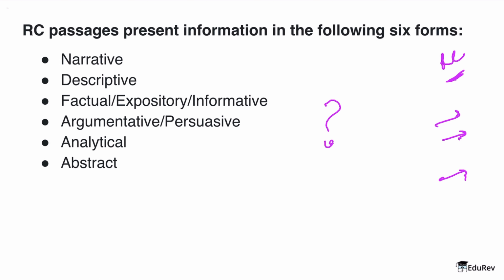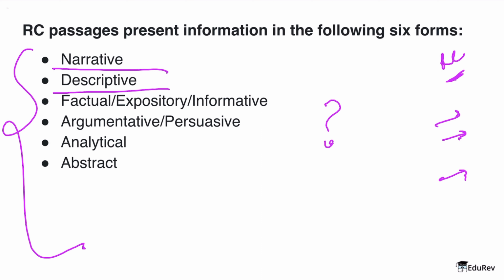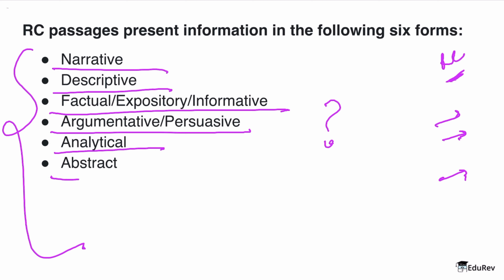But how do you think the various writing styles differ from each other? It depends on some factors like structure, choice of words, expression, and complexity of language. Generally, RC passages represent information in the following six forms: narrative, descriptive, factual, argumentative, analytical, and abstract. So let's see what these are, how to identify each of these writing styles, and how to devise your RC strategy accordingly.